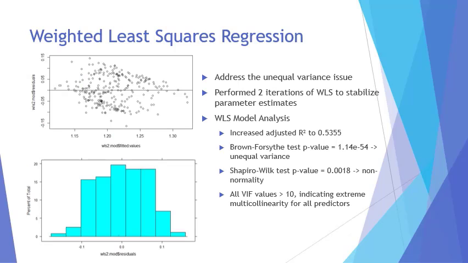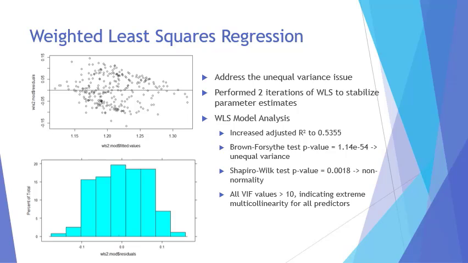To address the unequal variance issue, weighted least squares regression was performed. 2 iterations of WLS had to be performed to stabilize the parameter estimates. In my analysis of the model after applying weighted least squares regression, I found that the adjusted R-squared increased significantly to 0.5355, which was almost double of what it was before. The unequal variance and non-normality issues remained as indicated by the Brown-Forsyth and Shapiro-Wilk tests.